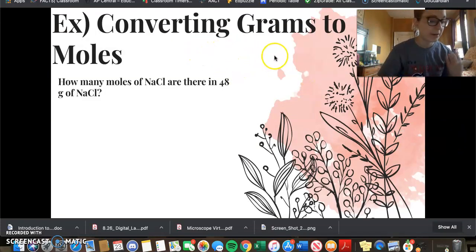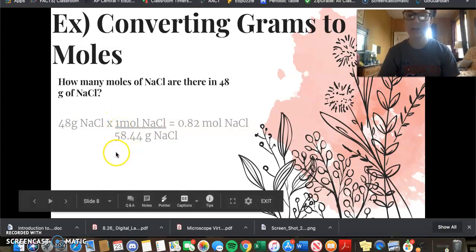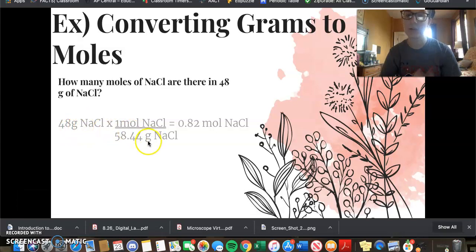So here's an example. We're converting grams to moles. We want to know how many moles of sodium chloride there are in 48 grams of NaCl. So this is where we're going to start to use dimensional analysis. So if we start with 48 grams of sodium chloride, we would divide by the molar mass of sodium chloride.